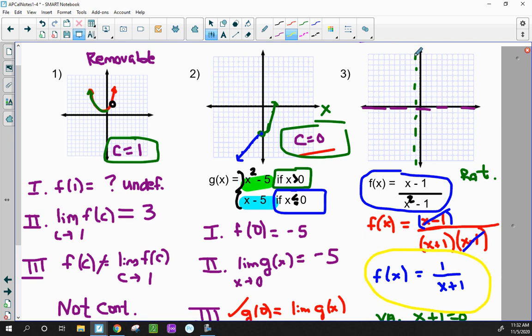Then, back to pre-cal, when we find a vertical asymptote, we choose a couple numbers to the left of the asymptote and a couple numbers to the right. If my vertical asymptote is at negative 1, then I want to choose negative 2. If I put negative 2 here, that's 1 divided by negative 2 plus 1, which is 1 over negative 1, which is negative 1. So at negative 2, the point goes right there.